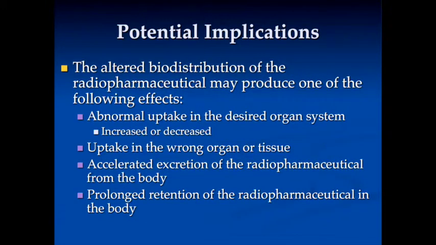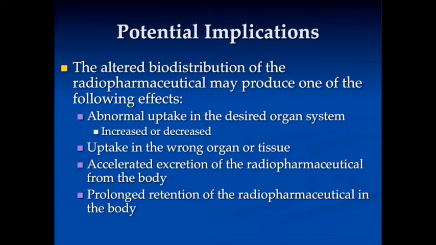The types of things you might see: it may cause some weird uptake in the desired organ system. So you still see the organ system you want, you just see either more or less than what you would anticipate based on the patient's physical characteristics and their current disease state, which could make you misinterpret the function of that particular organ. It's also possible it could get taken up in the wrong organ or tissue, and unfortunately, in some cases, uptake in a wrong organ or tissue is an indication that there's something else going on with the patient.